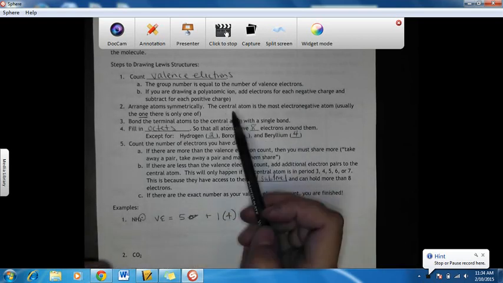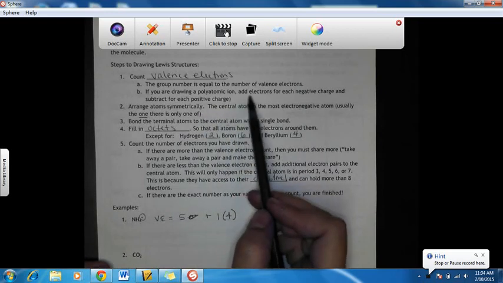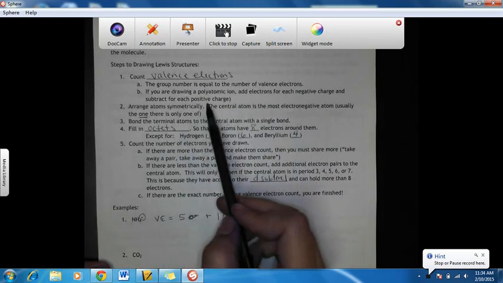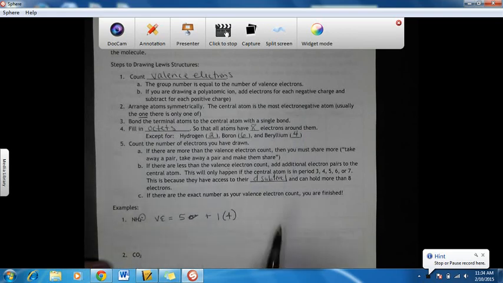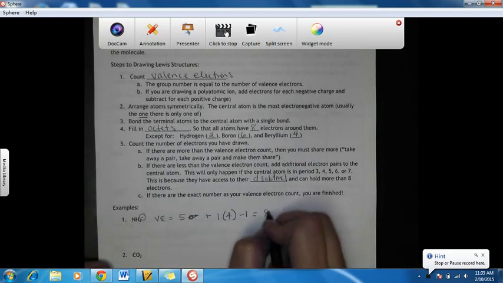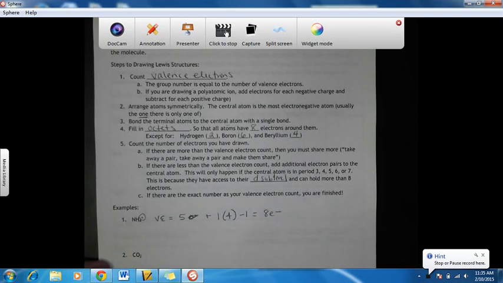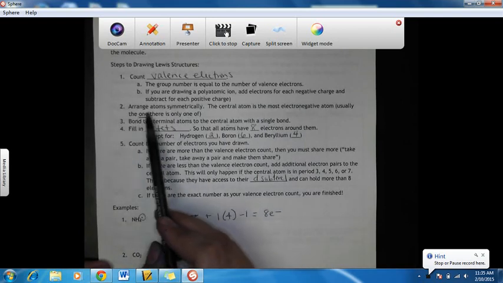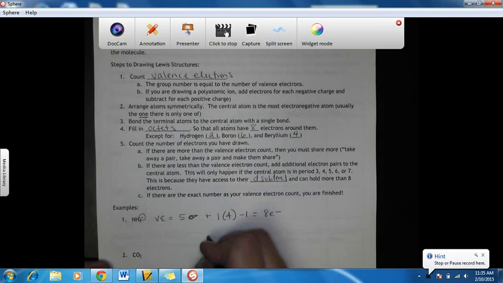And up here we talked about for polyatomic ions that we add for each negative and we subtract for each positive. So this is a positive charge, so we're going to take away 1 electron, because that's what it means to be positive, that it lost electrons. And so if we add those up, we'll find we have a total of 8 valence electrons. Next, we arrange our atoms symmetrically. So we'll put the nitrogen in the center, and we'll attach the 4 hydrogens with single bonds around.